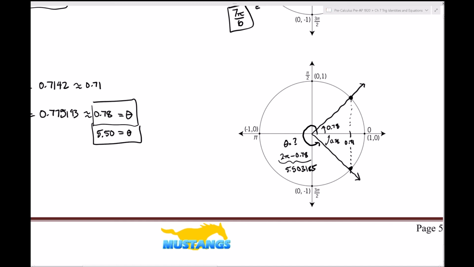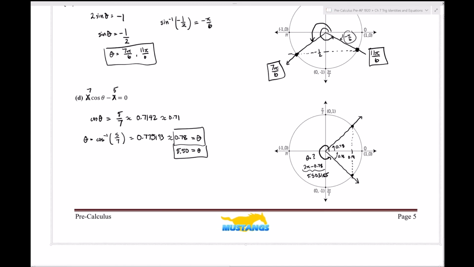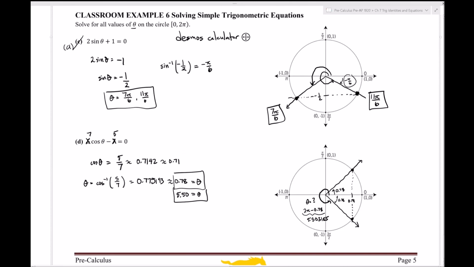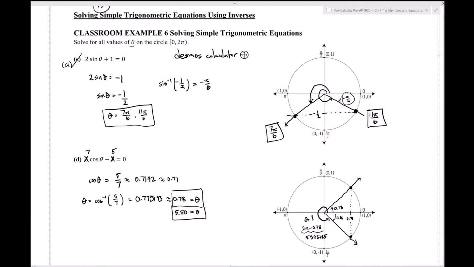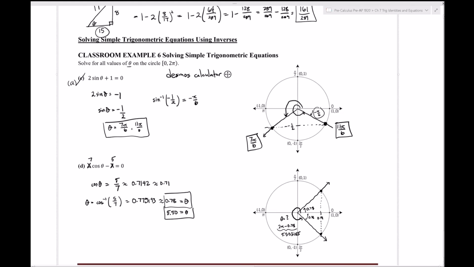So there's always 2 solutions for these linear questions. And that's how you use the inverse to find solutions to these types of equations. So that's going to be it for section 5. The next video will cover the topics for 7-6, which are equations.